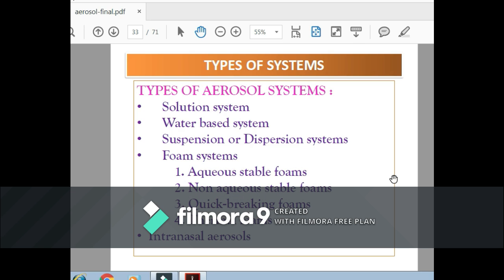The fourth type is the thermal foam system, and third is the quick breaking foam system. So these are the four foam systems available under the foam system. Then another is the intranasal aerosols.